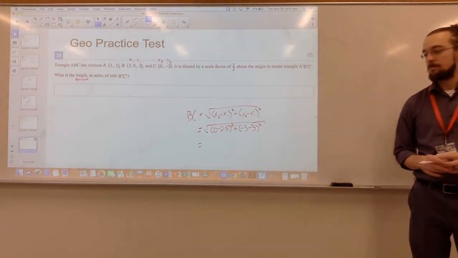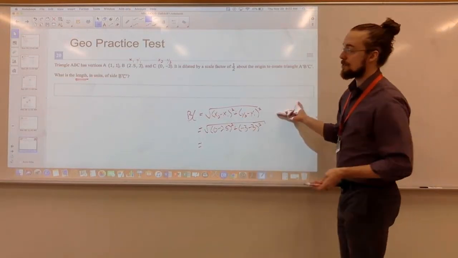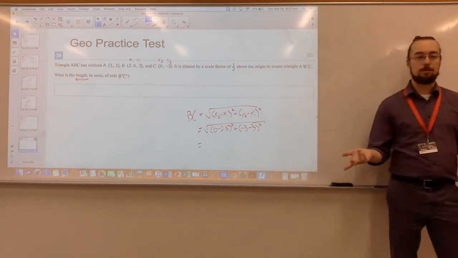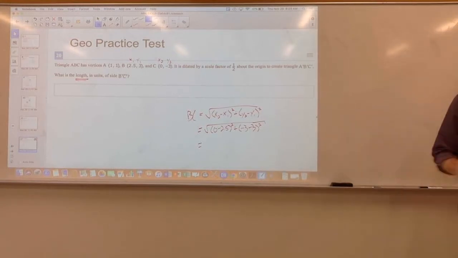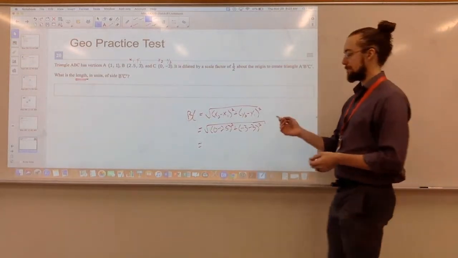Wait, is my calculator supposed to be in degrees, right? Yeah, for this it doesn't matter. But everything we do when we need radians or degrees is in degrees. Okay. I got 6.5. I think that's right.